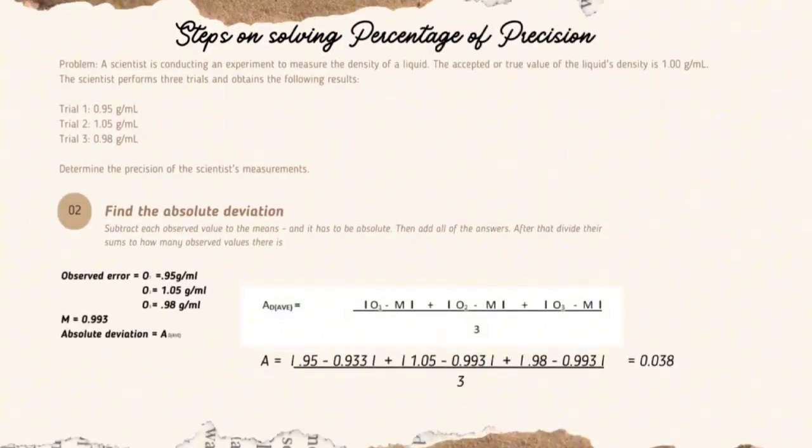The next step is to find the absolute deviation. It is done by subtracting the mean from each observed value, taking the absolute value, then adding all of the answers and dividing the sum by the number of observed values. So each observed value is subtracted from the mean, which is the 0.993 that we acquired from the previous step. Subtract each, and you get 0.113, then divide it by 3, since we had 3 trials, and we get 0.038.